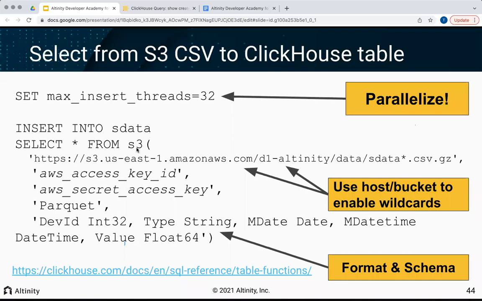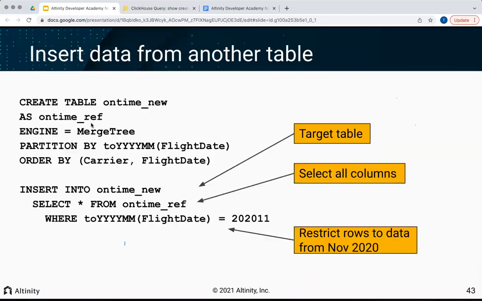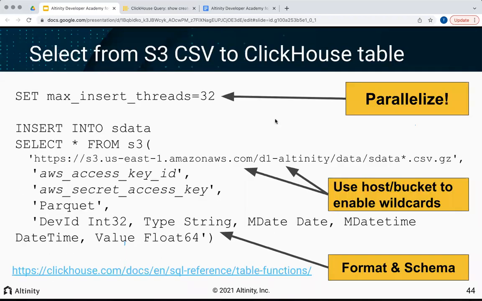There is also the input function. So you provide the source for the data. For the S3 function, you also have to provide the access key. Then you give the format of the file and the structure of the file. Then ClickHouse reads this file from the source, and in your select clause, you can convert the data in this file to match the structure of your target table.